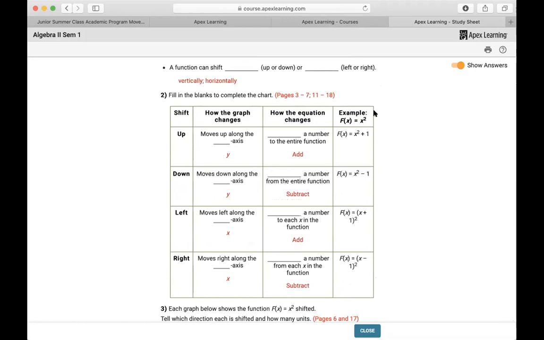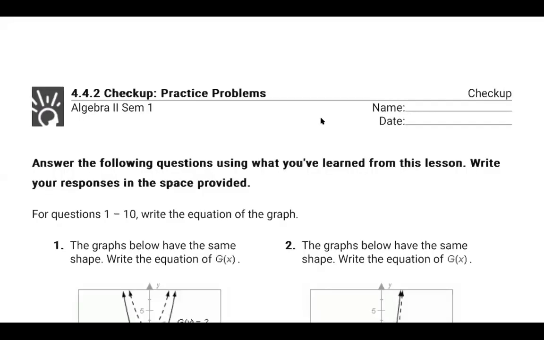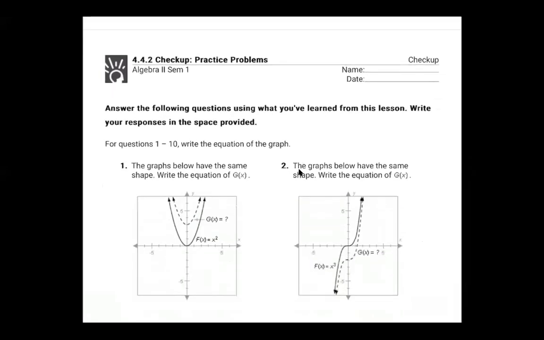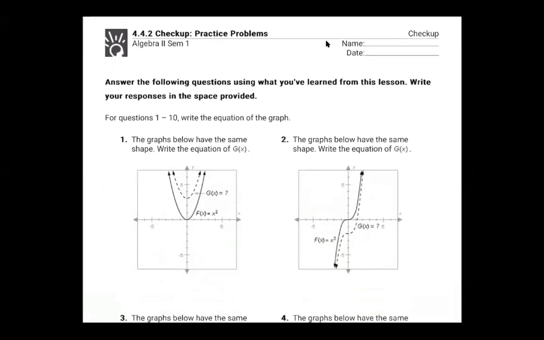And then we've got 5 minutes left here, so I just want to go through a couple of the checkup problems with you so that we can call this unit done. Looking at our checkup, for the first 10 here, it says write the equation of the problem. I'll just do every so often here.